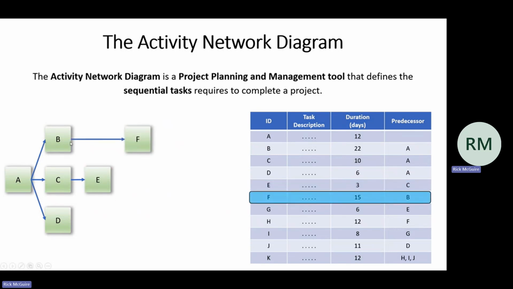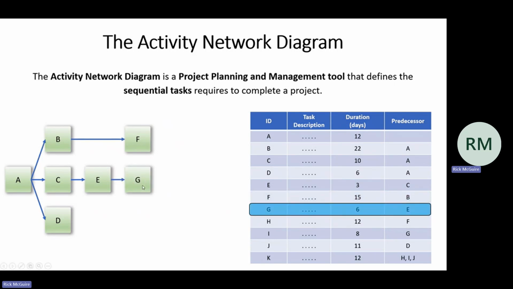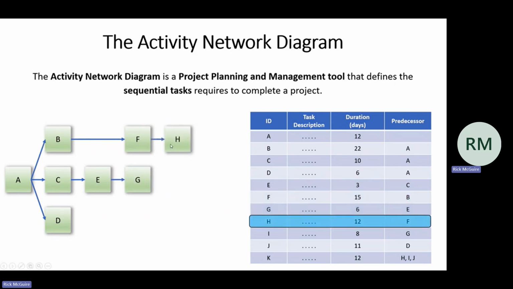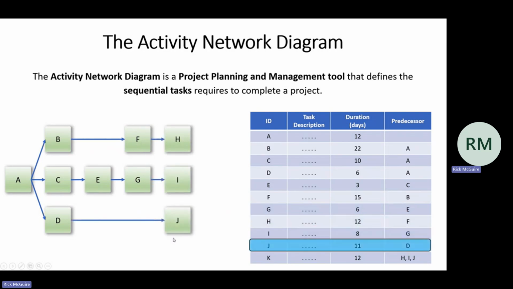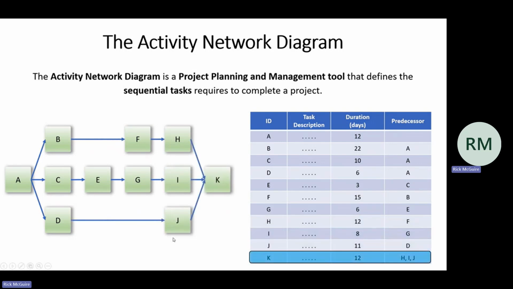F is related to B. So once we finish B, we can move on to F. We've got G here. G is related to E. Task H here has a predecessor of F, so we can't start on H till we're done with F. We've got I. We've got J. And then finally, our last and final activity is task K.